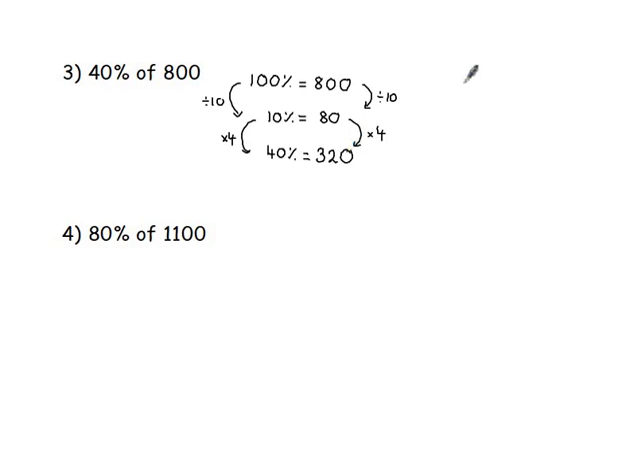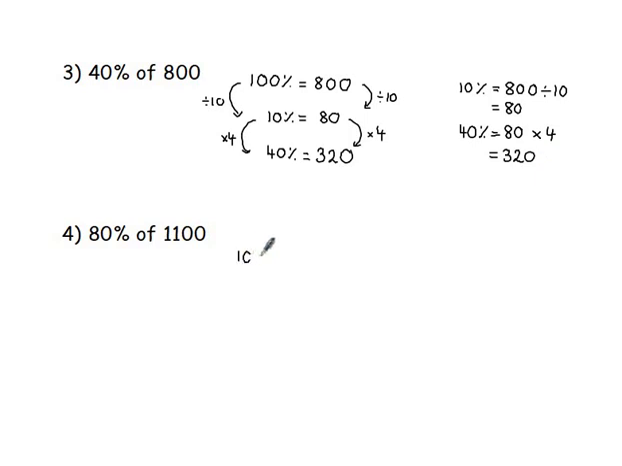So again, just in case you rather it this way, 10% is going to be that 800 divided by 10, which we said was 80. And then to get 40%, you take your answer from your 10% and you times it by 4 to give you 320. Example 4. So I'm only going to show you the first way this time, but if you prefer writing it in that method, write it down that way.